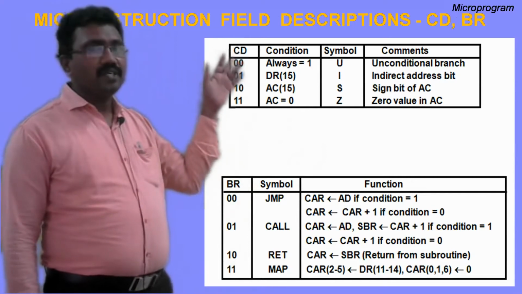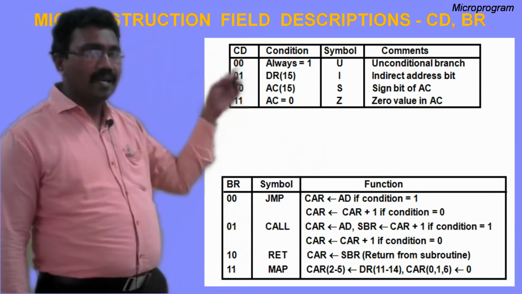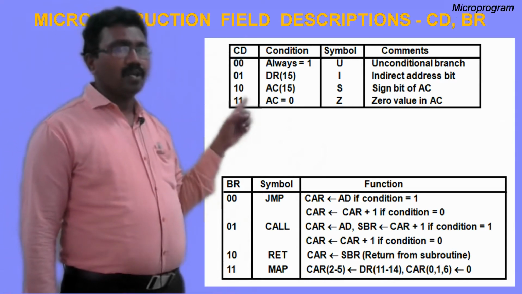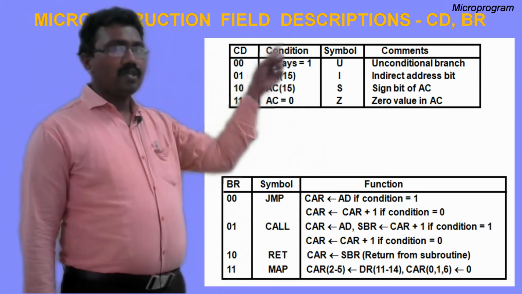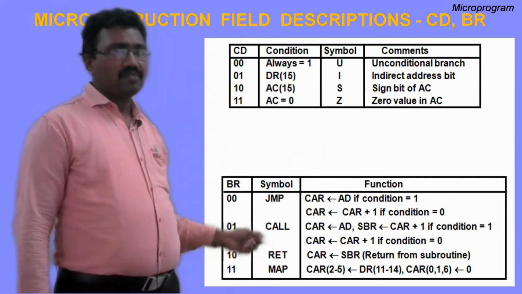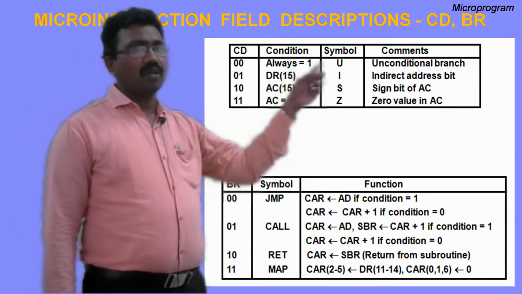The length of the CD field is 2 bits. In the micro operation, so far we have seen F1, F2, F3. Coming to the conditional field, its length is 2 bits. 2 bits means how many combinations are possible? 4 combinations. First combination 0 0. What is the condition? First of all, the conditional field provides the condition for the branch field. So if the conditional field is 0 0, the condition is always 1, always true.